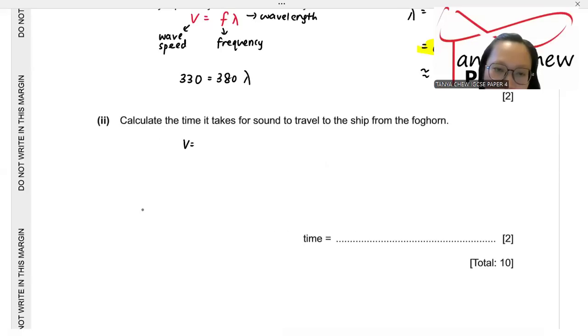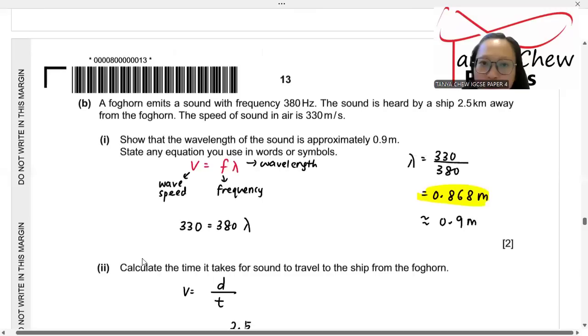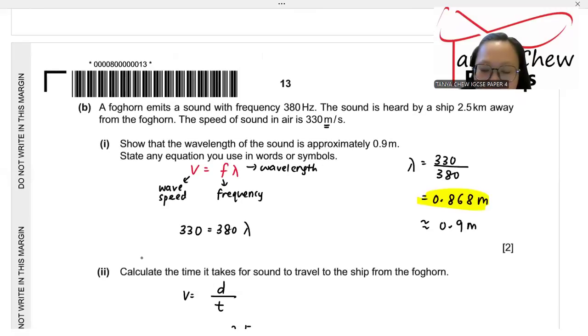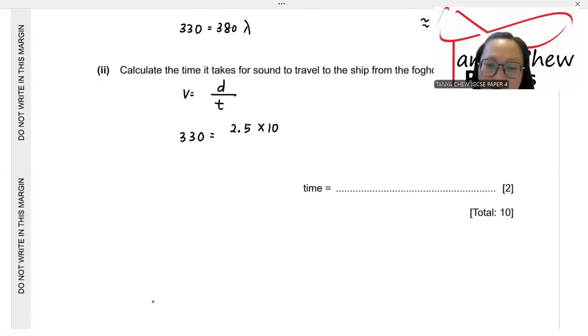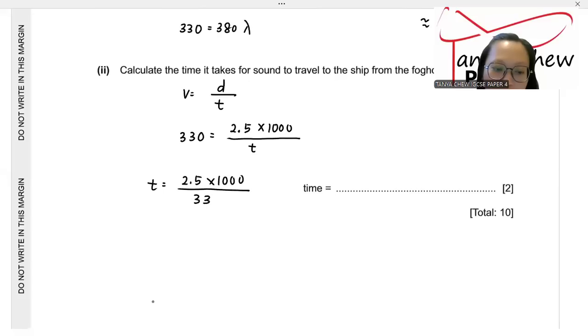Still remember, speed is equal to distance over time. Speed of the wave is 330, distance is 2.5. Bear in mind, look at the unit of speed. The unit of speed is in meters, so that is why distance must be put in meters as well. So 2.5 kilometer, you have to convert that kilometer to meter, divided by time. Time is equal to 2.5 times 1000 divided by 330. So you got 7.58 second or 7.6 second. I put it in terms of three significant figures.